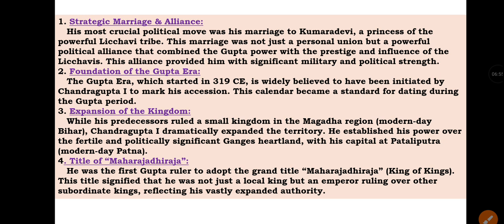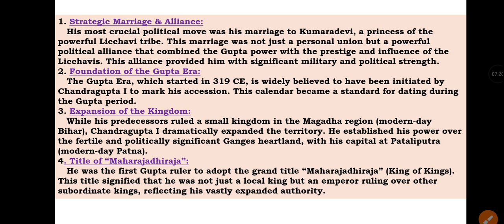Title of Maharajadhiraja. He was the first Gupta ruler to adopt the grand title Maharajadhiraja, which means King of Kings. This title signified that he was not just a local king but an emperor ruling over other subordinate kings, reflecting his vastly expanded authority. So, the most important point here is the strategic marriage and alliance.